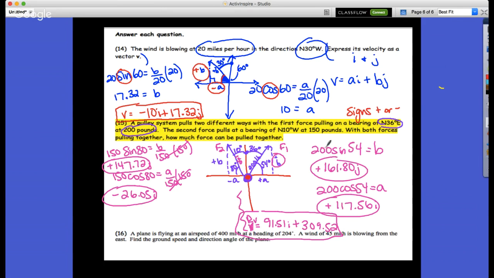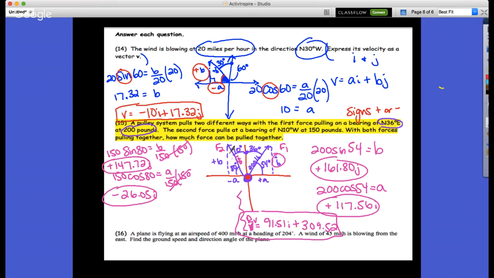Now let's look and see what it has. It says with both forces pulling together, how much force can be pulled together? So really, we have our individual forces, right? But you've always heard, like, if two oxen. How do you say oxen plural? Go fetch both my oxen and see how much they can pull together, right? Well, it's the same thing true here.